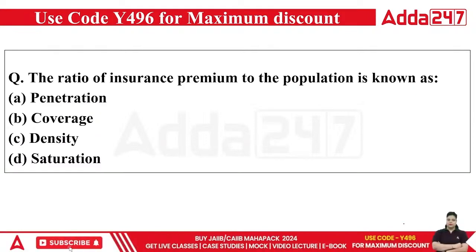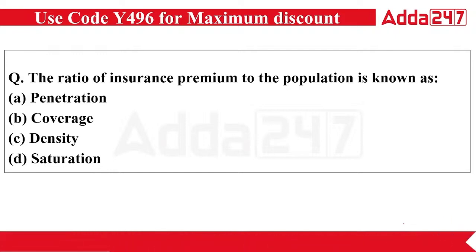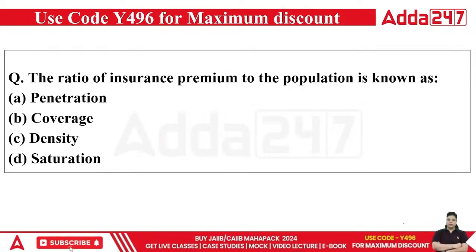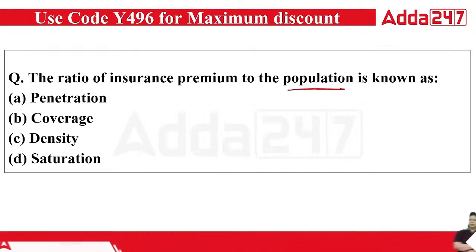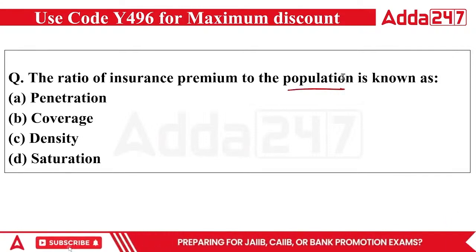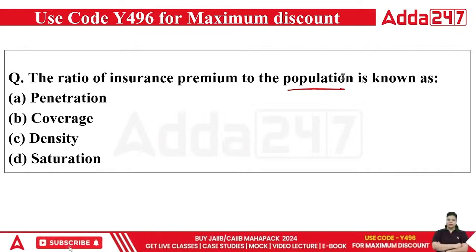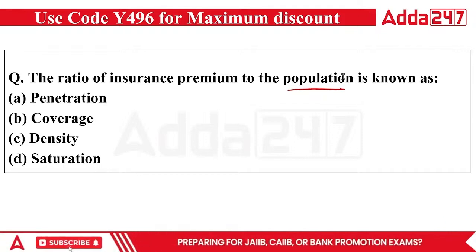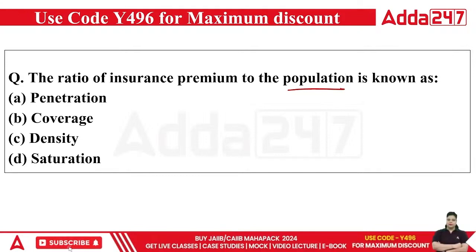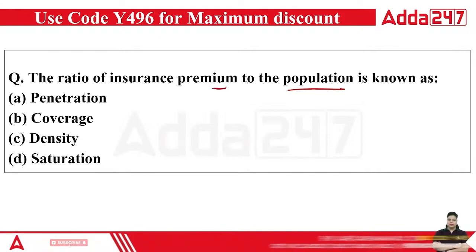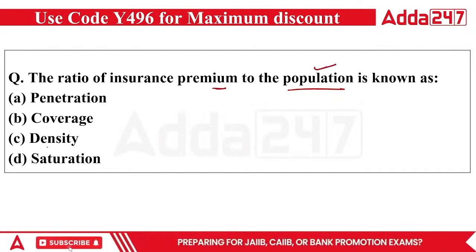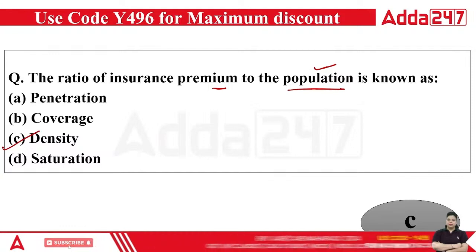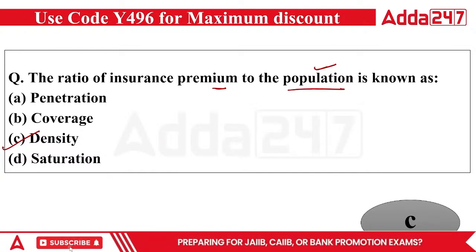The ratio of insurance premium to the population is known as which of the following? A, B, C, or D? Is it penetration? Is it coverage? Is it density? Is it saturation? Which of the following is correct? So the right answer is, when you are calculating the insurance premium in ratio to the population, it's the density. So the right answer is C. The ratio of insurance premium to the population is known as insurance density.